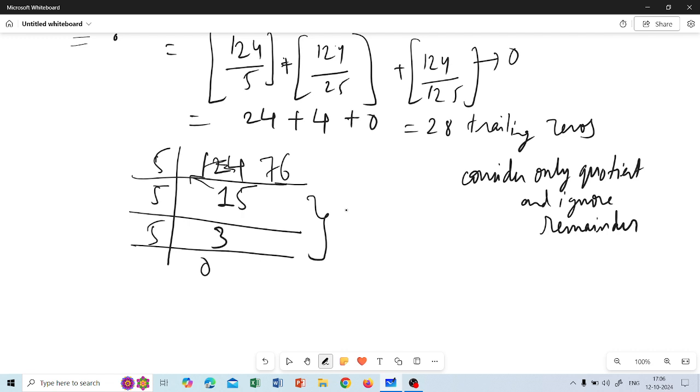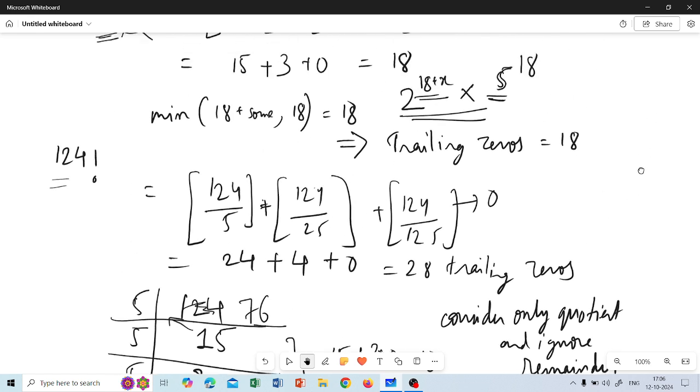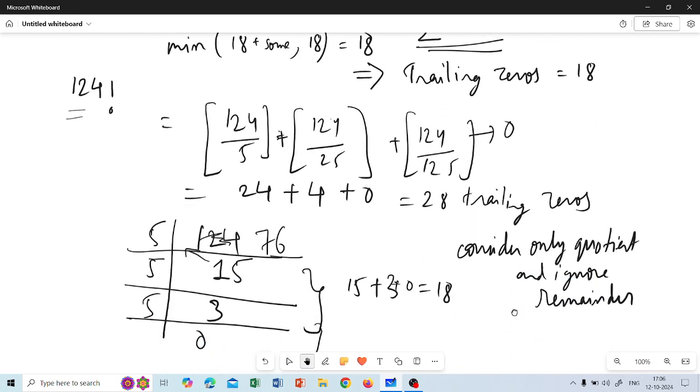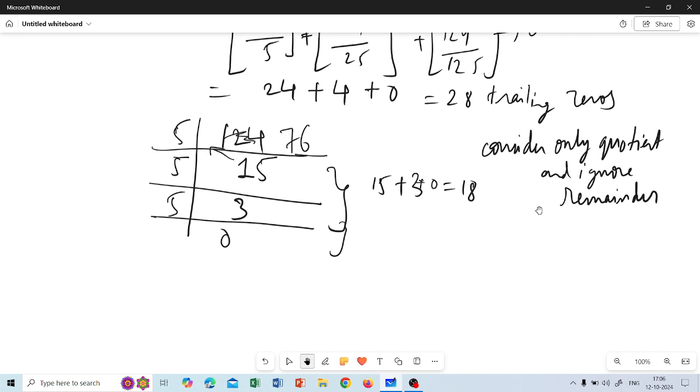So we have to add these quotients here. 15 plus 3 equals 18, and this also plus 0. So this gives me the number of trailing zeros. As you can see, this 18 matches with the way we calculated before. The earlier one is formula based, and this one is simple division. So similarly, I can do it for 124. Let me do it: 5 into 124.